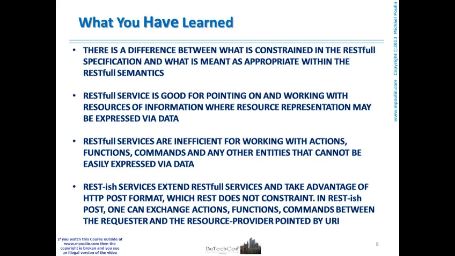A REST-ish interface extends a RESTful interface and takes advantage of the HTTP POST format, which REST does not constrain. In a REST-ish POST, one can exchange actions, functions, commands between the requester and the resource provider, which is pointed to by the URI.